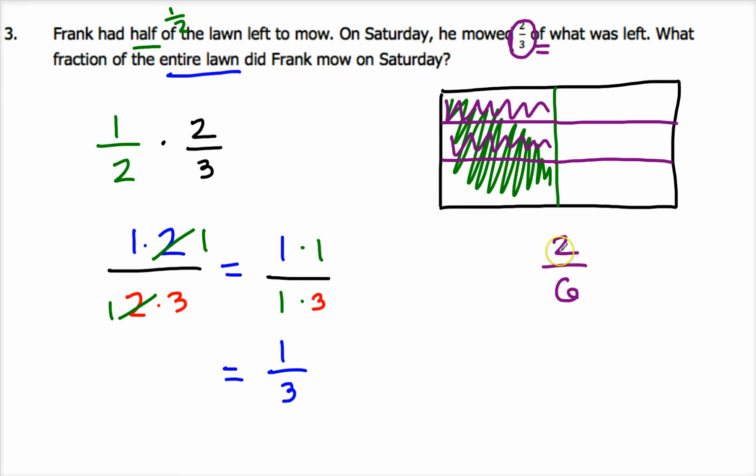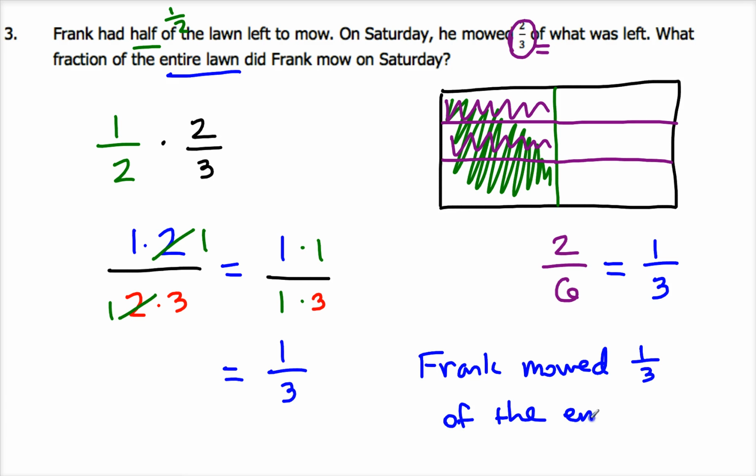I get the same fraction if I reduce my 2/6 over here. 2 over 6 reduces to 1/3. So I can see either way, either by drawing my visual diagram of the lawn or by doing this fraction multiplication of 1/2 times 2/3, I get the same answer of 1/3. So that means that Frank mowed 1/3 of the entire lawn on Saturday.